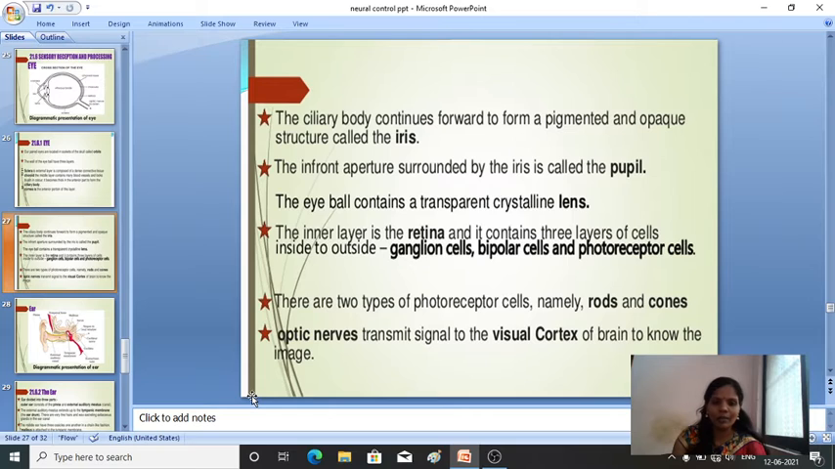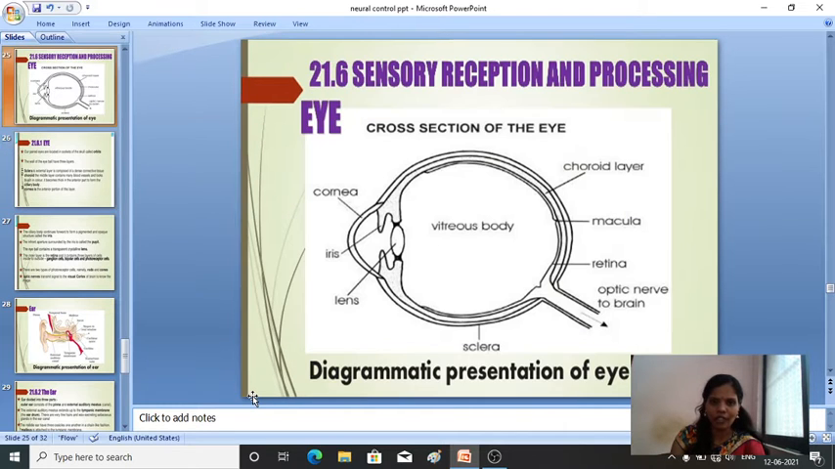The optic nerves generally send the signals to the visual cortex of the brain to know what the image is exactly. So these are the different parts of the eye.